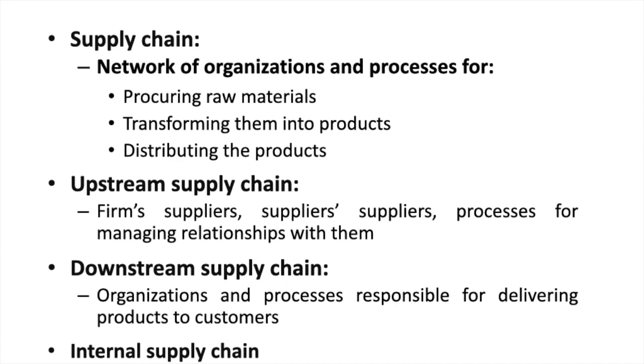Whereas the downstream supply chain is the organizations and also processes responsible for delivering product to the customer. And then we also have the internal supply chain, which is in the internal department.